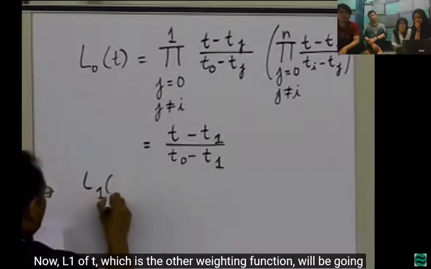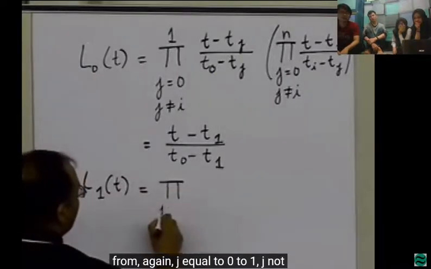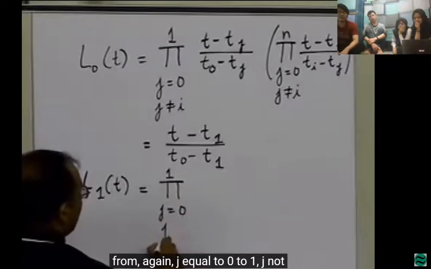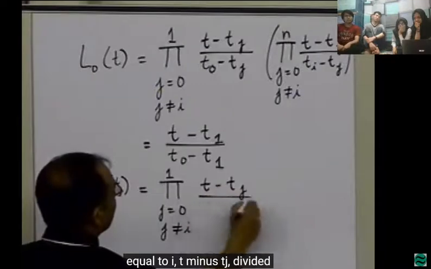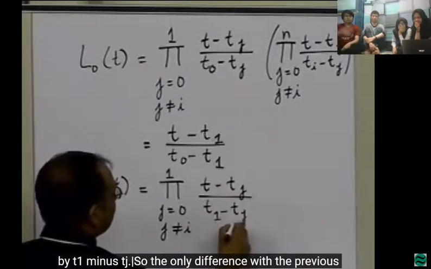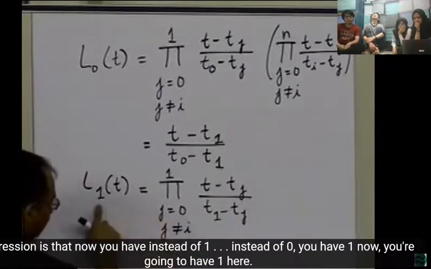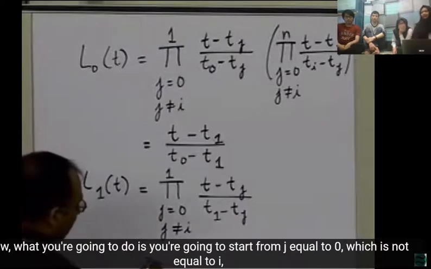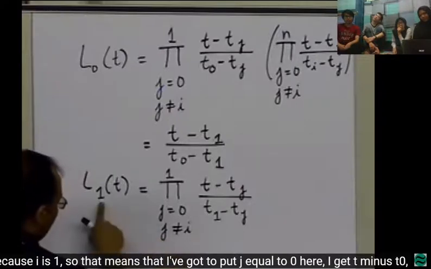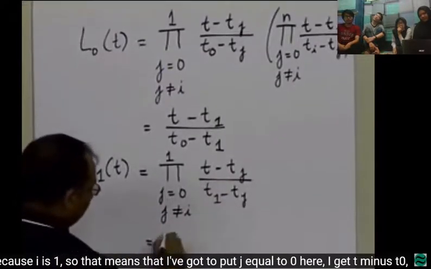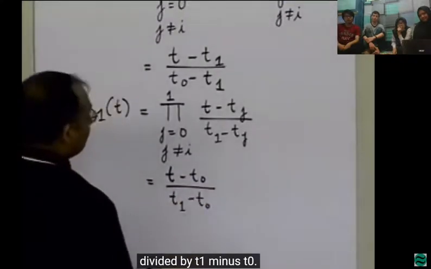Now L1 of t, which is the other weighting function, will be going from, again, j equal to 0 to 1, j not equal to i, of t minus t sub j divided by t1 minus t sub j. The only difference with the previous expression is that now you have 1 instead of 0, so you're going to 1 here. Now you start from j equal to 0, which is not equal to i, because i is 1. So I put j equal to 0 here and get t minus t naught divided by t1 minus t naught.